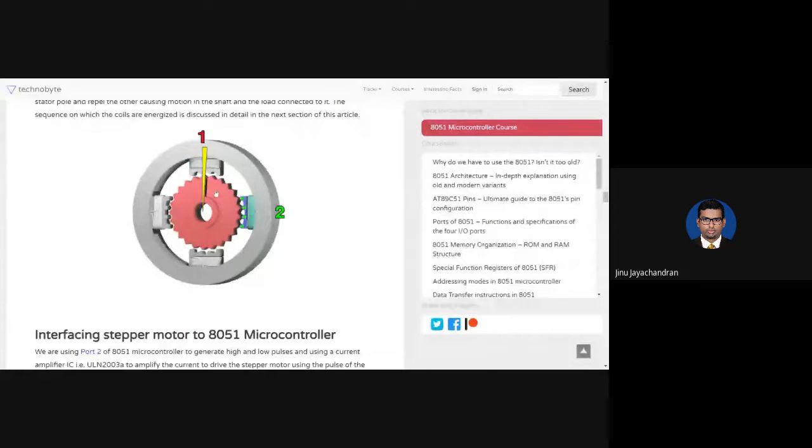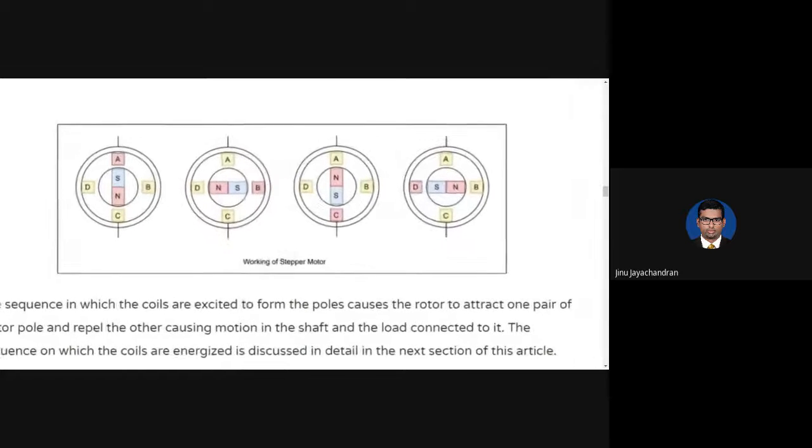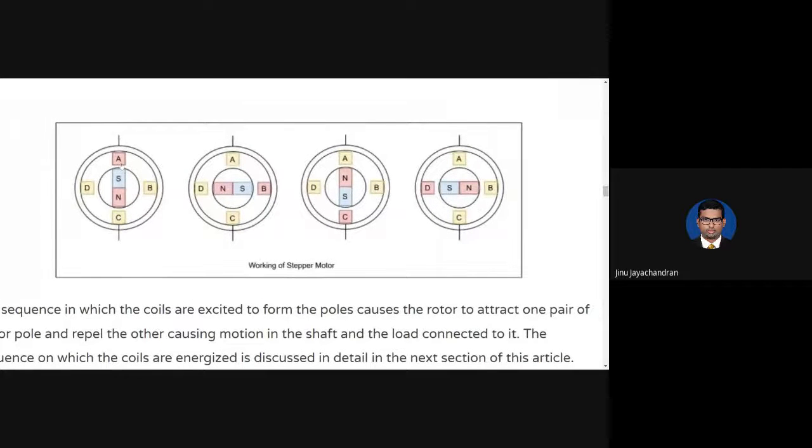So depending on which is getting magnetized, the rotor will rotate in that direction. Basically, the rotor has a south and north pole, and when the magnetization happens, one of the electromagnets achieves a particular polarity. So it will attract the opposite pole and repel the same pole.